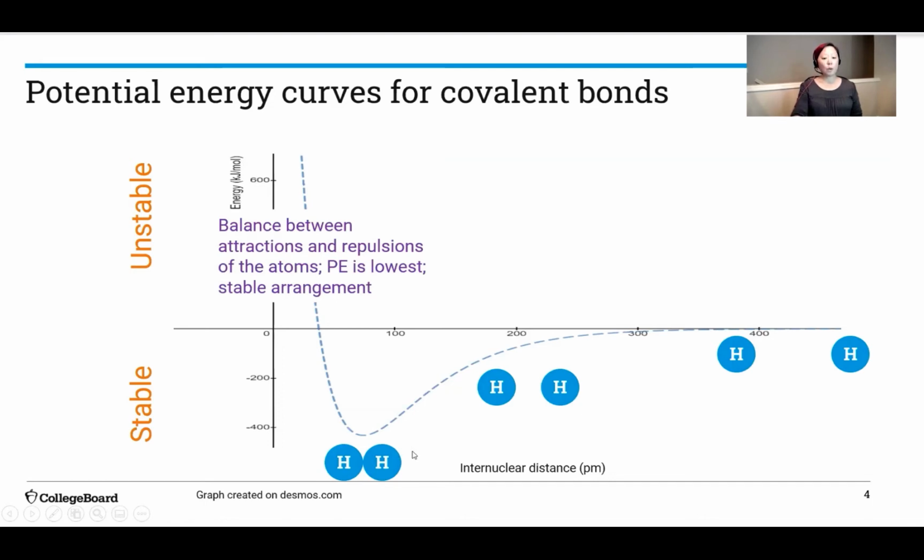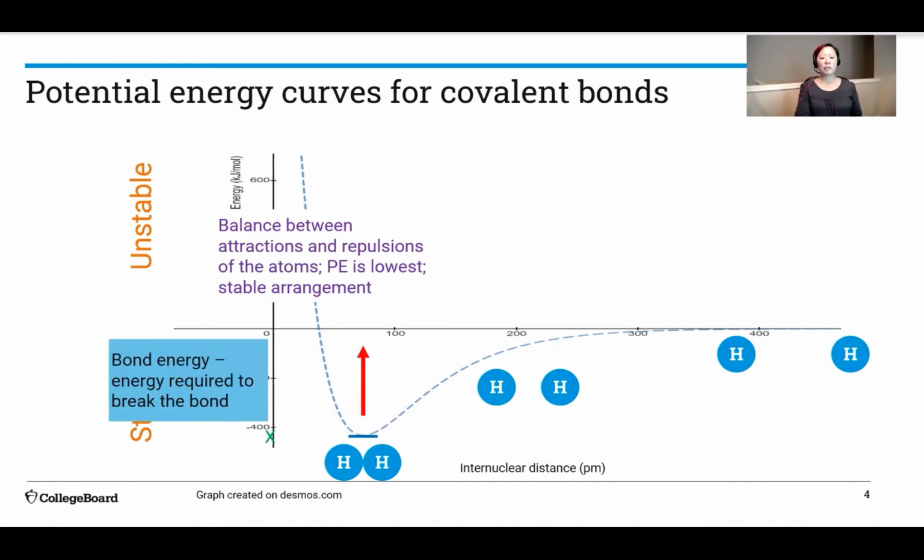So let's talk about what happens when the atoms are at this point. The first thing is the bond energy. If I look on the y-axis, this represents the energy required to break the bond. Now, if you're already familiar with bond energy, you know that bond energy is an endothermic process, and so this value should be positive because to break a bond requires energy.